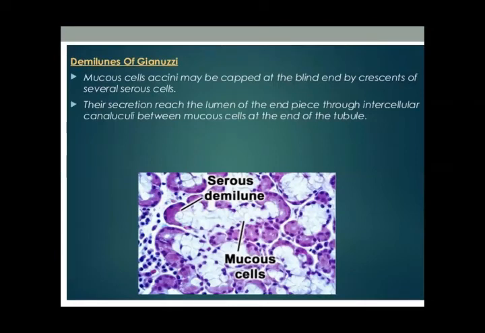Evidence of serous demilunes: mucous cells acini may be capped at the blind end by presence of the several serous cells. Secretions reach the lumen of the end pieces through the intercellular canaliculi between mucous cells at the end of the tubule. Serous. This is the mucous cells.